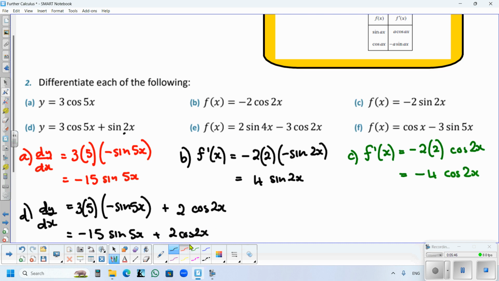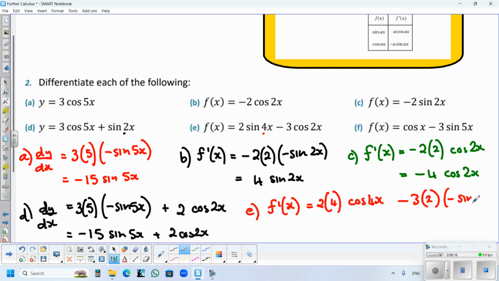Next one, part E. We've got f dash x, and we have 2 sine 4x. So the number in front of the x is 4, the 2 stays where it is, so we write the 2 down, we times by 4, and the derivative of sine is cos, so it's cos 4x. Then we move on to the next term, so there's minus 3, put in a wee bracket, the number in front of the x is 2, and the derivative of cos is minus sine, so it's minus sine 2x.